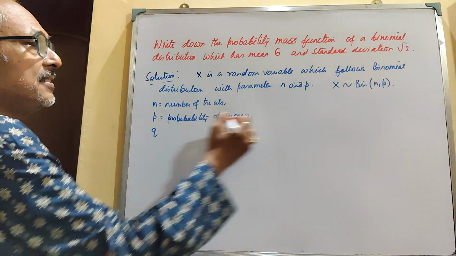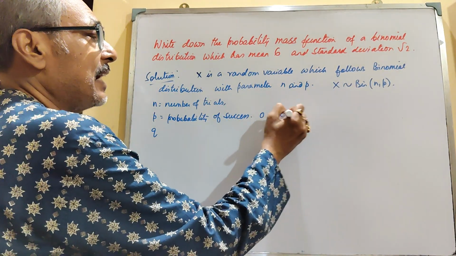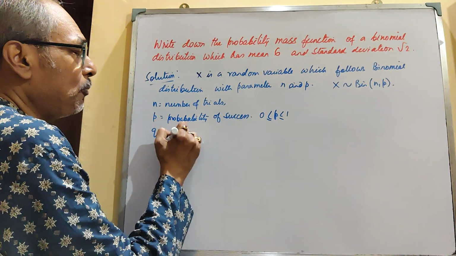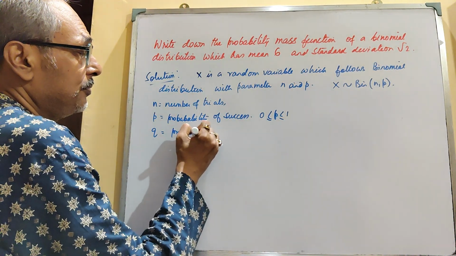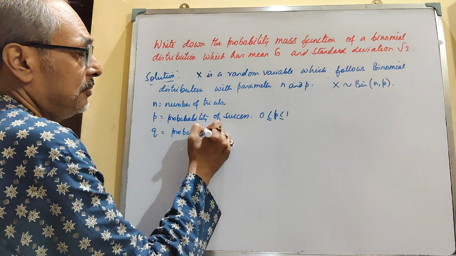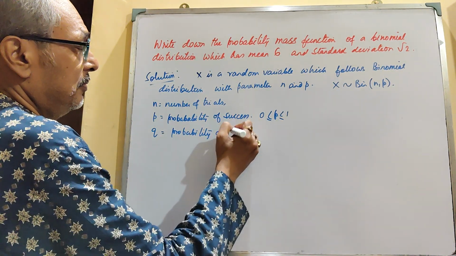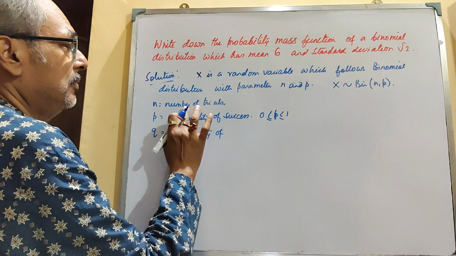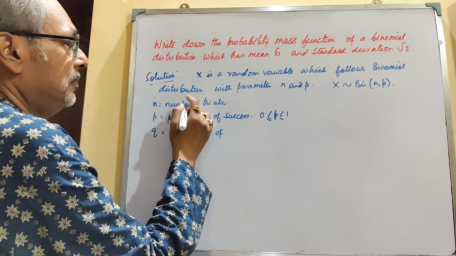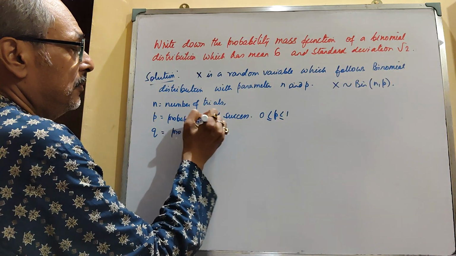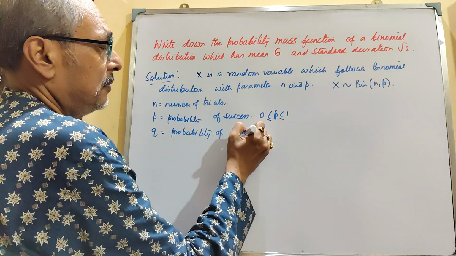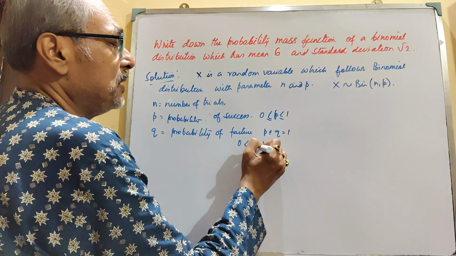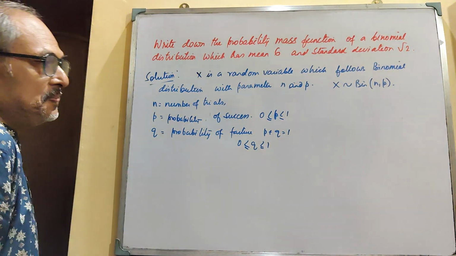Since it is a probability, p lies between 0 and 1. q is the probability of failure, and p plus q equals 1. q also lies between 0 and 1.